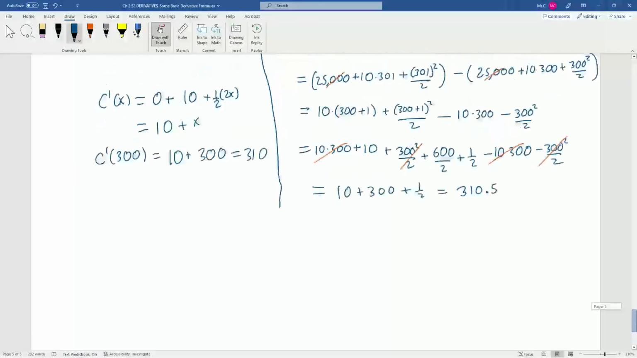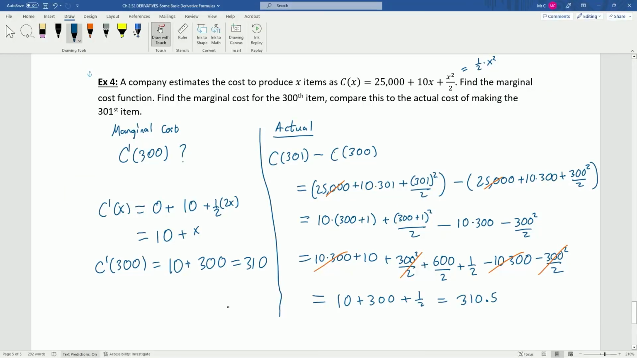Okay, so that's it. That's the idea of marginal cost, and we've tackled some basic derivative formulas.